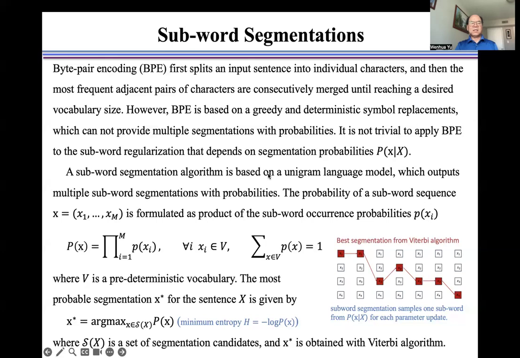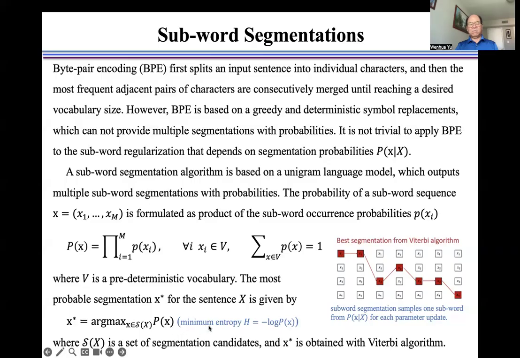A subword segmentation algorithm based on a Unigram language model outputs multiple subword segmentations with probabilities. The probability of a subword sequence X is formulated as a product of the subword occurrence probabilities P as shown here, where V is a predetermined vocabulary.